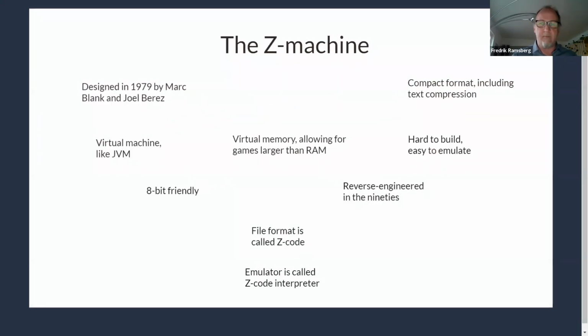So the Z machine was designed in 1979 by Mark Blank and Joel Berez, who went on to found Infocom. They had written a game on a mainframe at MIT called Zork, sometimes called Dungeon. They altered it, and they thought, maybe we could sell this to home users, but they don't have mainframe computers. They are starting to get 8-bit computers. By this time, they saw that the Apple II was selling well, and the Commodore PET, and there were others.